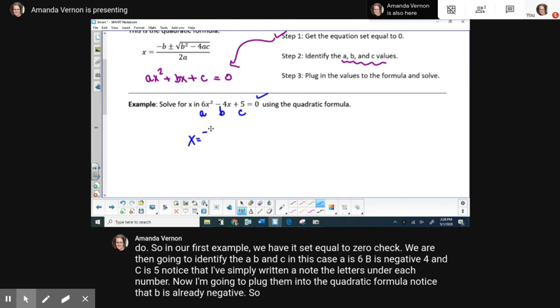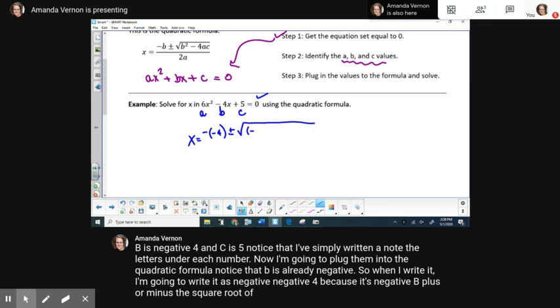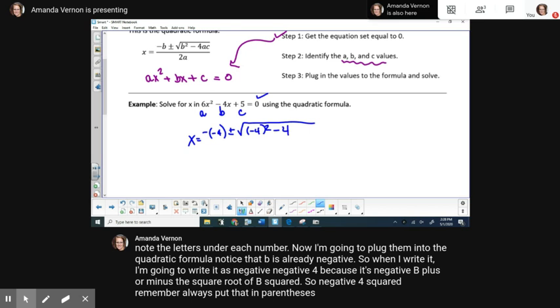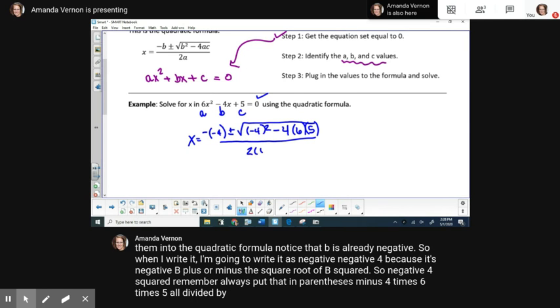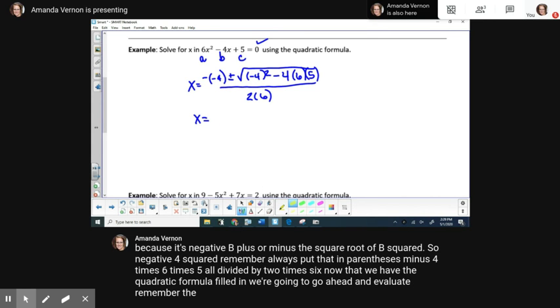So when I write it, I'm going to write it as negative 4 because it's negative b, plus or minus the square root of b squared. So negative 4 squared, remember, always put that in parentheses, minus 4 times 6 times 5, all divided by 2 times 6. Now that we have the quadratic formula filled in, we're going to go ahead and evaluate. Remember, the first rule of thumb is to always type in everything that shows up under the square root.